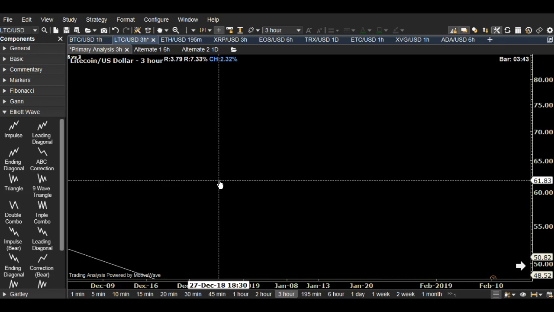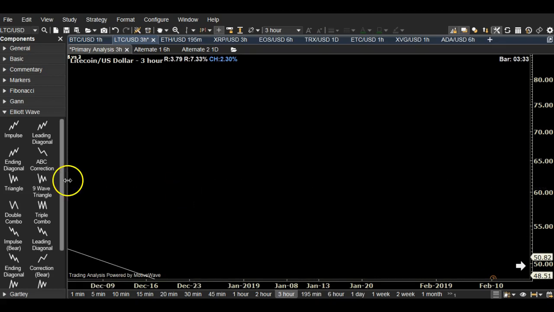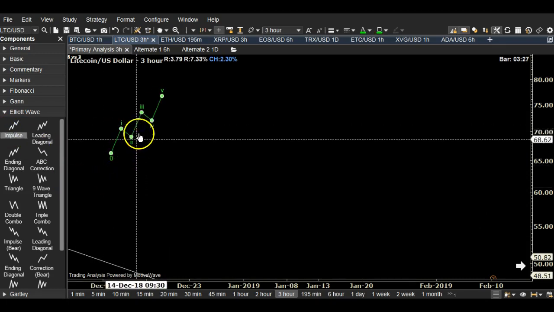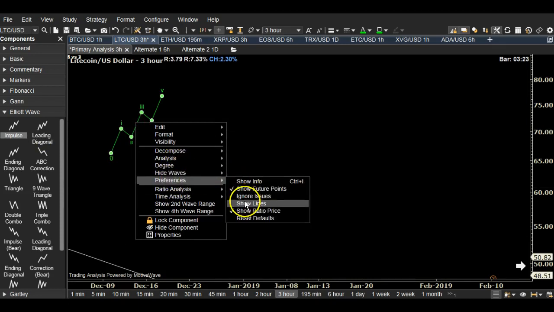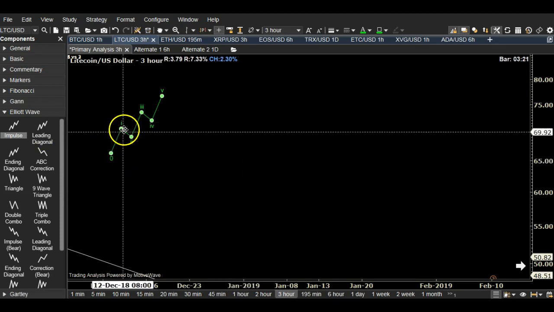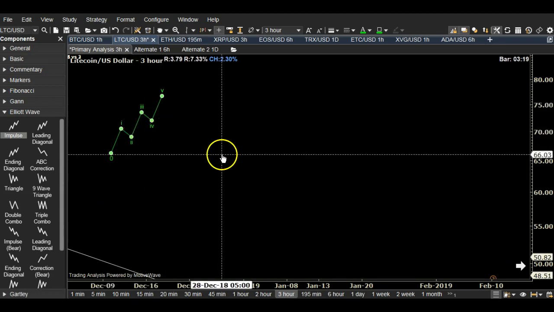If you learn to identify what's an impulse and what's a correction, you can kind of prepare yourself for the next move. So an impulse wave or a motive wave, it's made out of 5 waves. This is an impulse wave. And I'm going to show the lines. So you have 1, 2, 3, 4, 5.